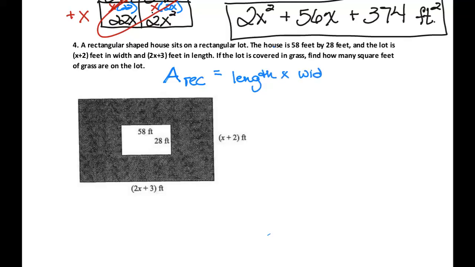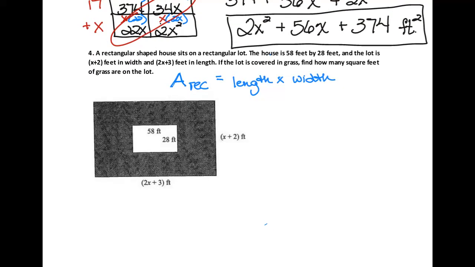All right, so first of all, reading the problem. You have got to read the problem. Don't just start writing down numbers because you see numbers, okay? A rectangular shaped house sits on a rectangular lot. The house is 58 feet by 28 feet. Ooh, looks like we're going to need some calculators.